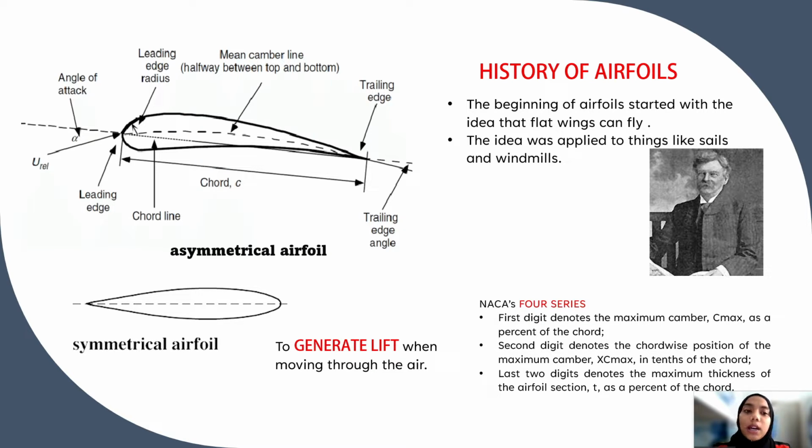As I mentioned in this slide, the study is focused on using the NACA 4 series. The first digit denotes the maximum camber as a percent of the chord, and the second digit denotes the chordwise position of the maximum camber in tenths of the chord. The last two digits denote the maximum thickness of the airfoil section as a percent of the chord.